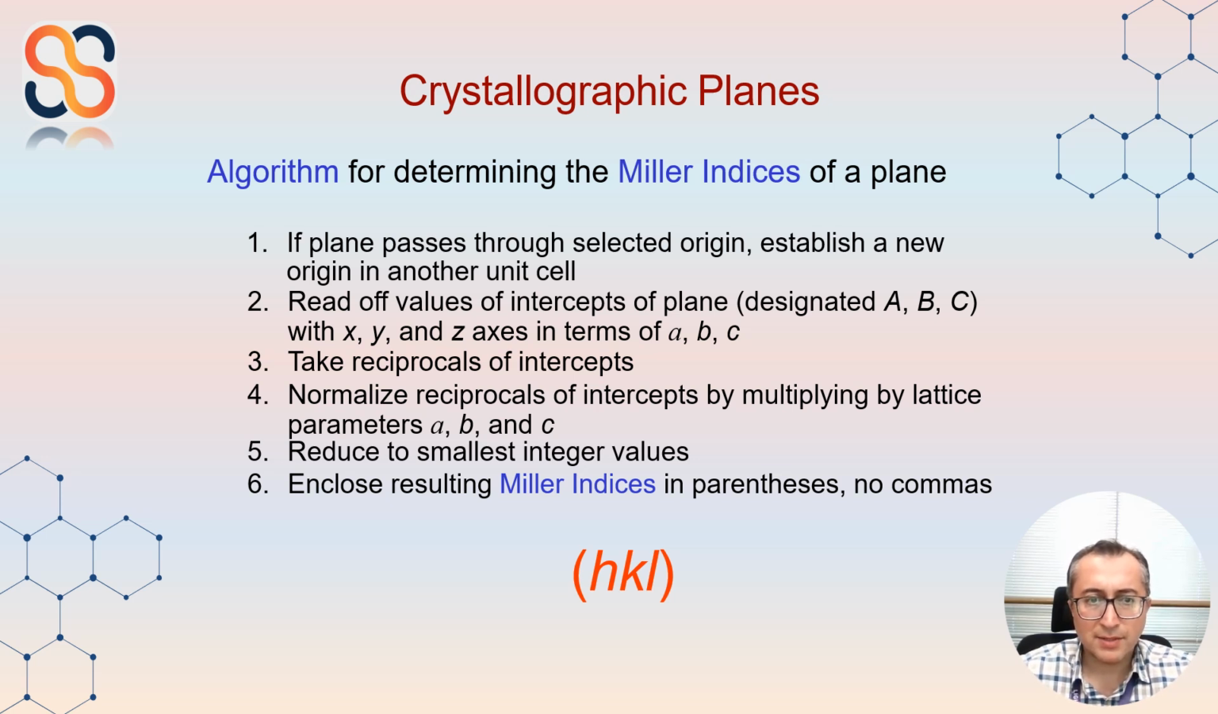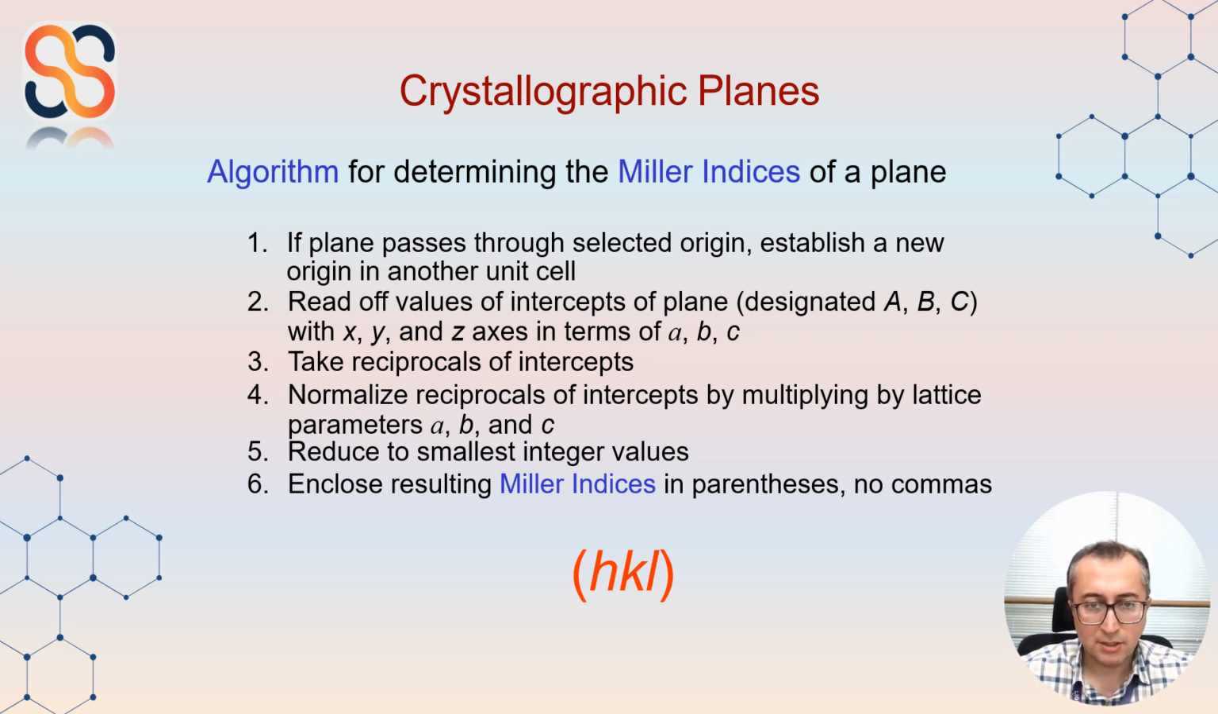Designate these intercepts as A, B, and C in terms of the unit cell dimensions lowercase a, b, and c. Then take the reciprocals of the intercepts. So they are going to be 1 over uppercase A, 1 over B, and 1 over C. Then normalize them by multiplying each by their corresponding lattice parameter, lowercase a, b, and c.